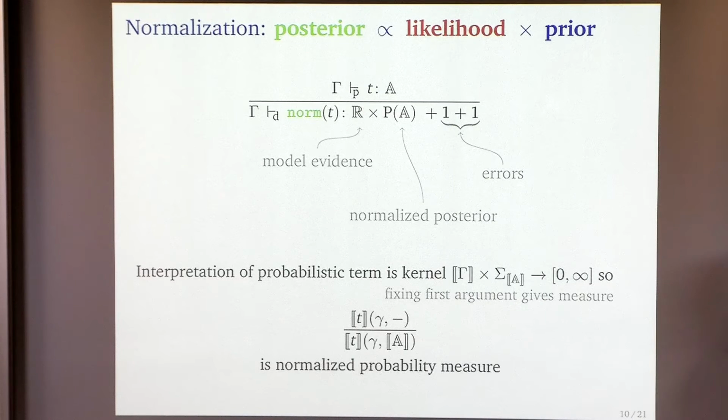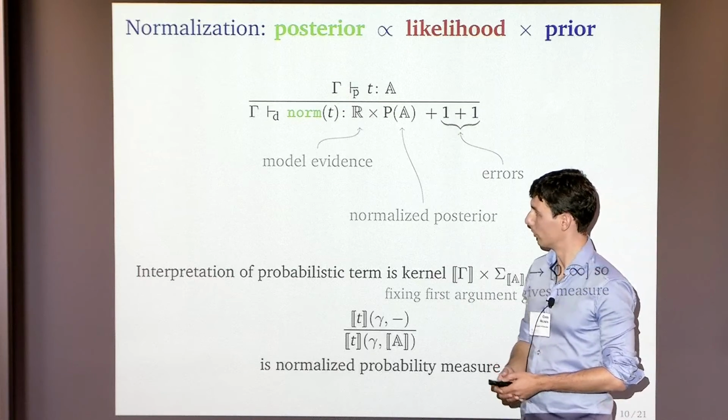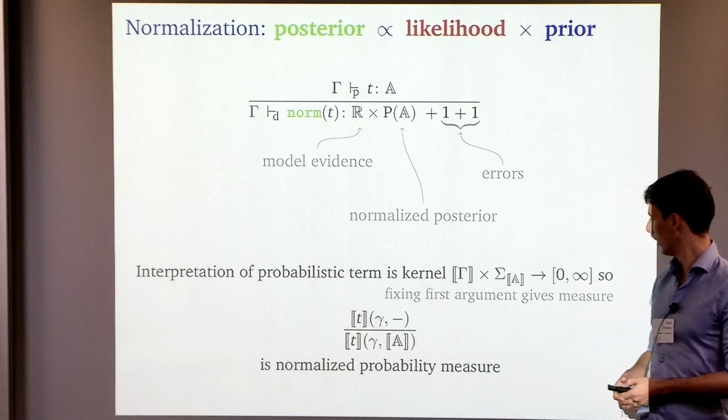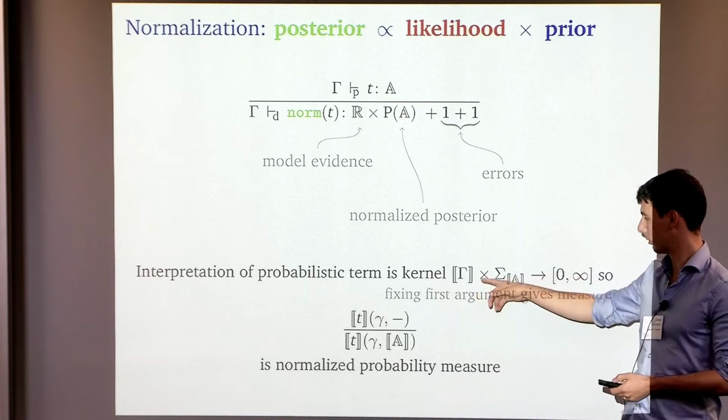So how do I interpret this? Well, it's a probabilistic term. So it's going to be a kernel in general. So it's going to have this type. I need to find a kernel of this type.